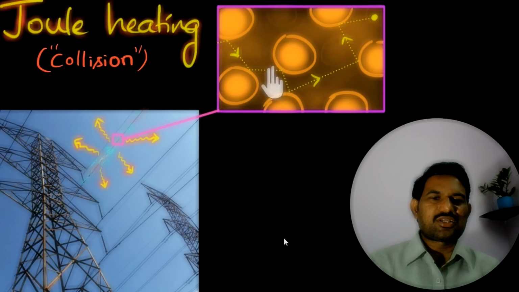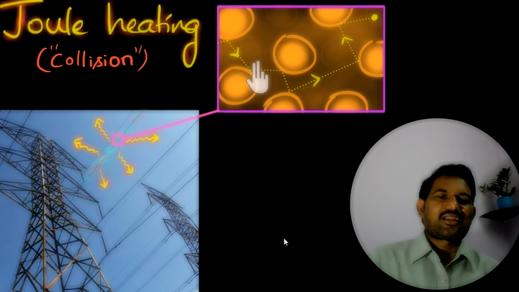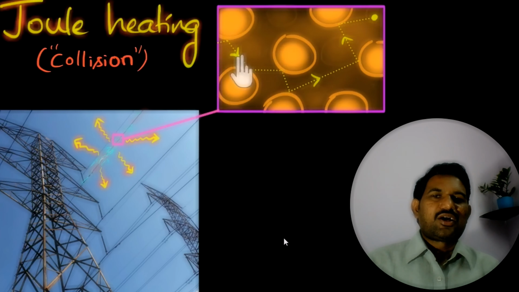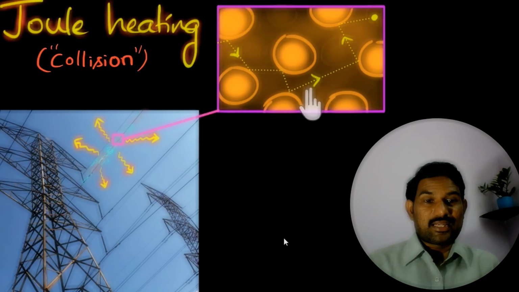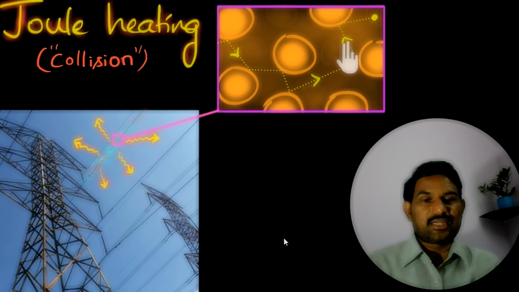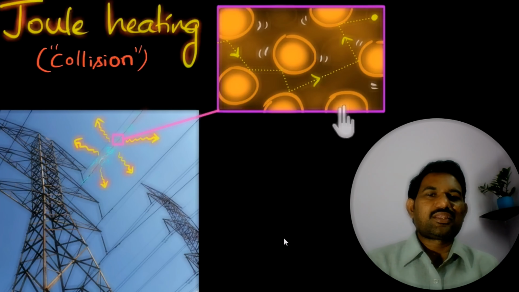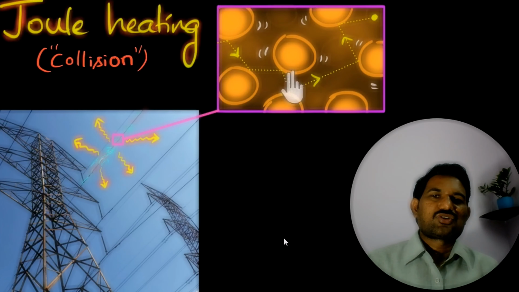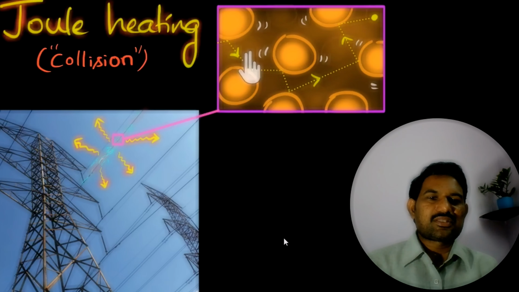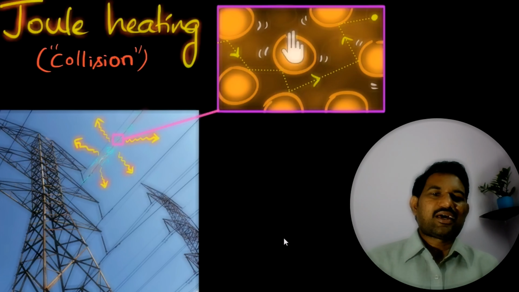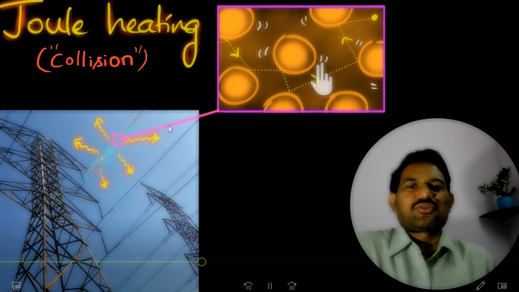That means at each collision it loses energy, changes its direction, and that energy is gained by the lattice ion. Again the electron will accelerate because of the electric field, gain energy, and lose energy again at the next collision. By absorbing this energy, the amplitude of vibration of these lattice atoms or ions will increase. Increasing amplitude is nothing but the temperature of the material increasing. When the temperature of the material increases, only then the amplitude of vibration of the atoms will increase.